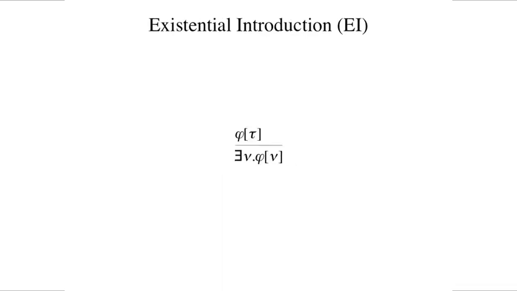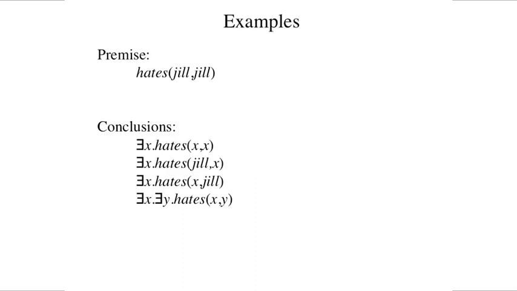Our next rule, existential introduction, EI, is easy. Not much personality here. If we believe a sentence involving a term tau, then we can infer an existentially quantified sentence in which one, some, or all of the occurrences of tau have been replaced by the existentially quantified variable. For example, from the sentence hates Jill Jill, we can infer that there is someone who hates herself.